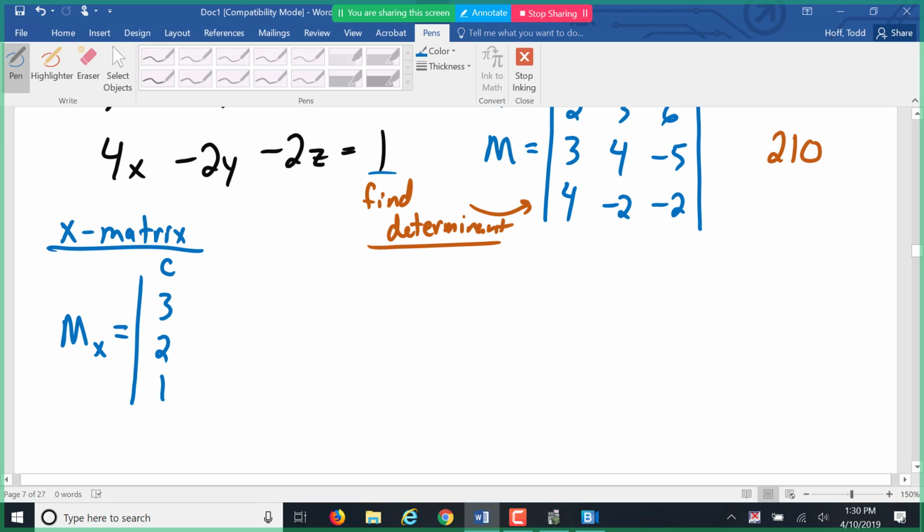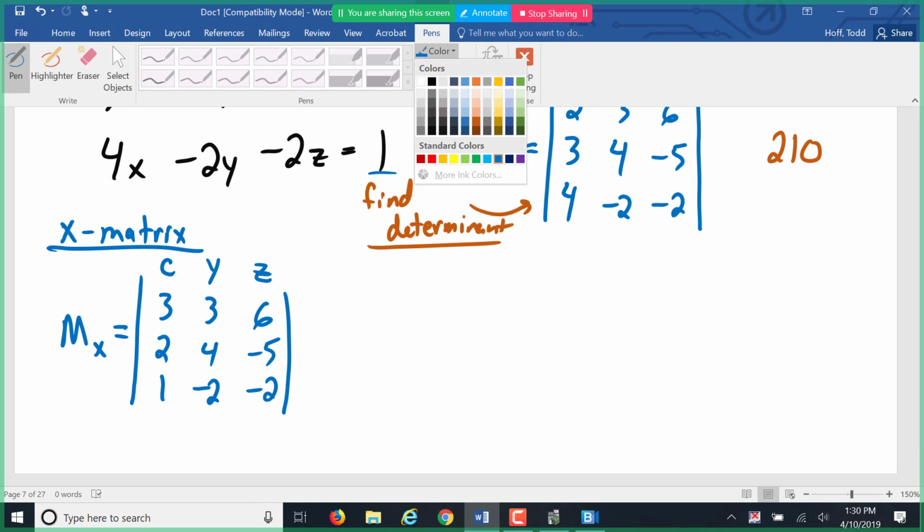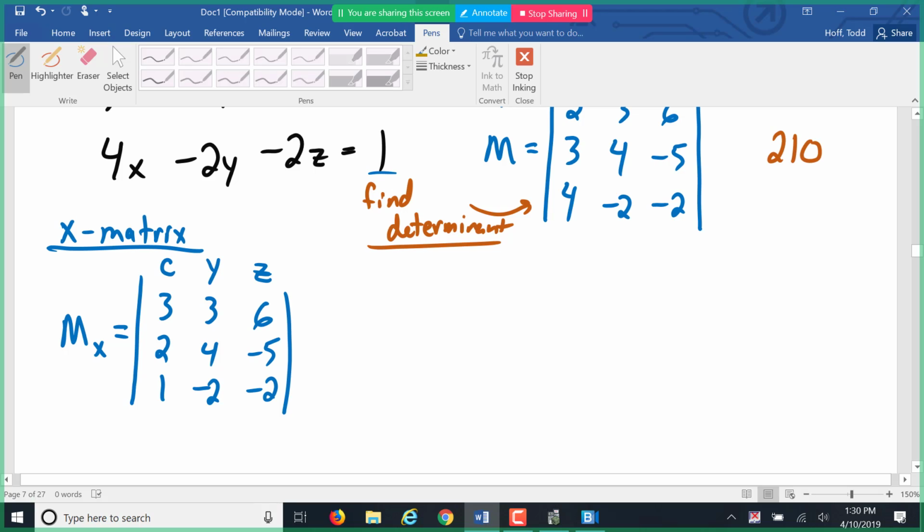The next two columns are the same. We have the y coefficients, 3, 4, and negative 2. And the z coefficients, still going to be 6, negative 5, and negative 2. You might notice that once again, I put the straight lines there, which means we're going to find the determinant of this. Why did I write 3, 2, 1 there? I'm repeating that first column. Right next to it, I'm going to write the second column again of 3, 4, negative 2.